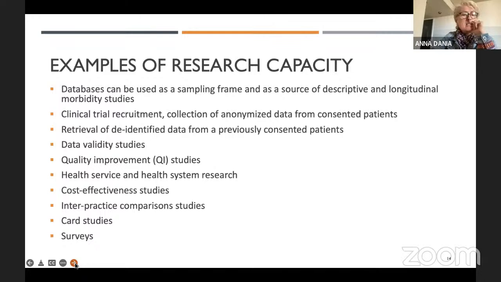The PBRNs have capacity to have clinical trials, recruiting and collecting anonymized data, pragmatic trials, that means per practice, retrieval of identified data from previously consented patients, data validity studies, quality improvement studies, health service and health system research, cost-effectiveness studies, inter-practice comparisons, card studies, and surveys. The surveys and the card studies are types of studies which are easily achievable, and they overcome the problems of having available health information technology tools or not.